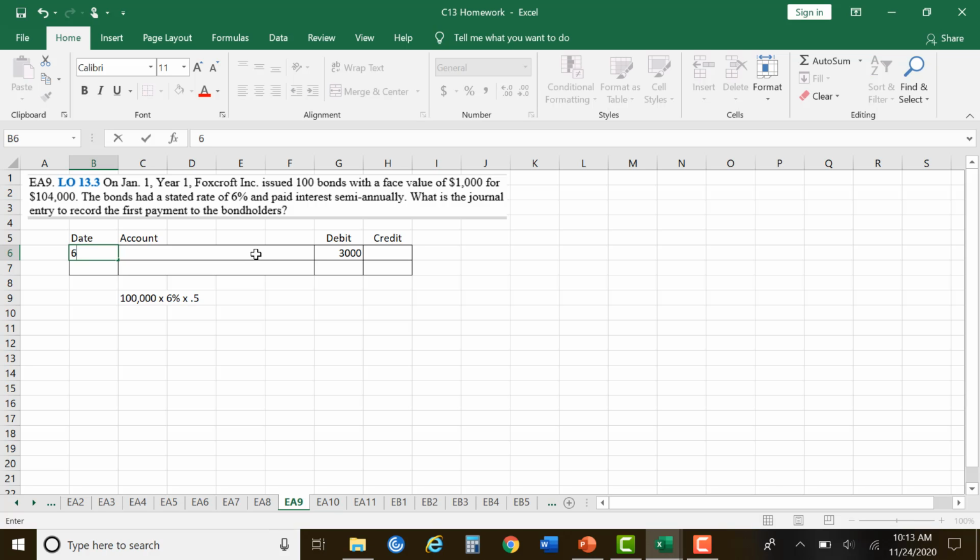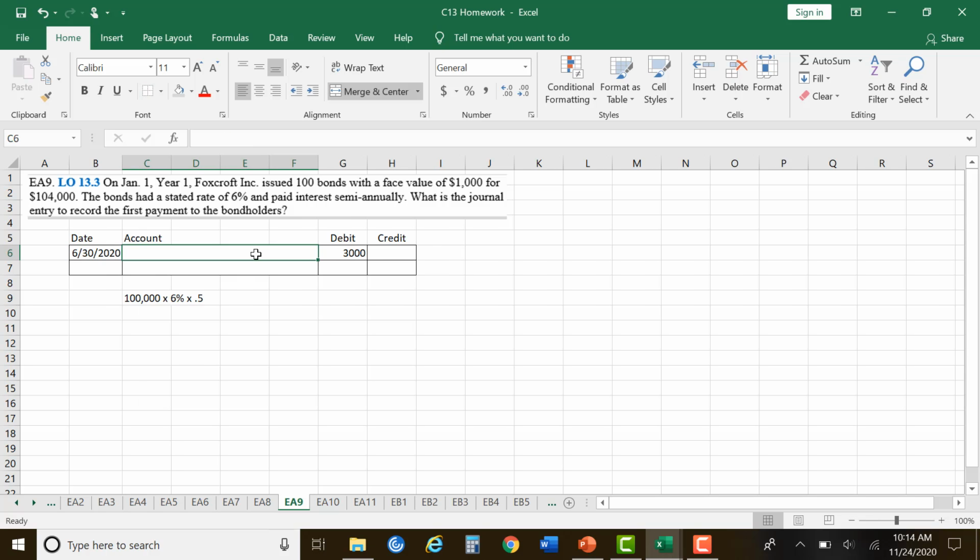So we're going to pay the interest payment, the first interest payment, 6 months into it. So on June 30th, it's going to go to interest expense. And then we credit cash because we're paying it out of cash for $3,000. And then we can move on.